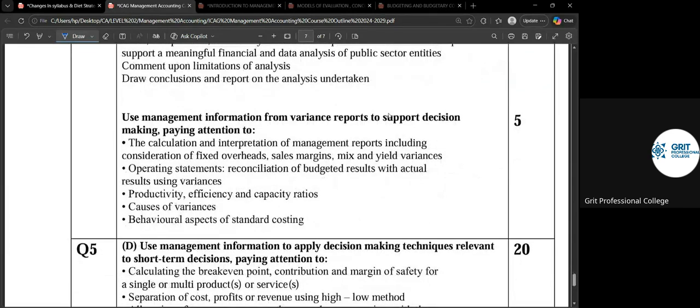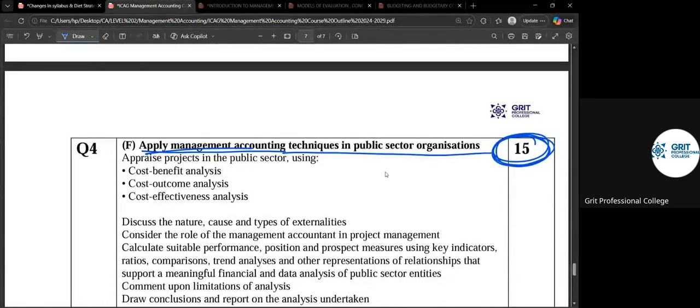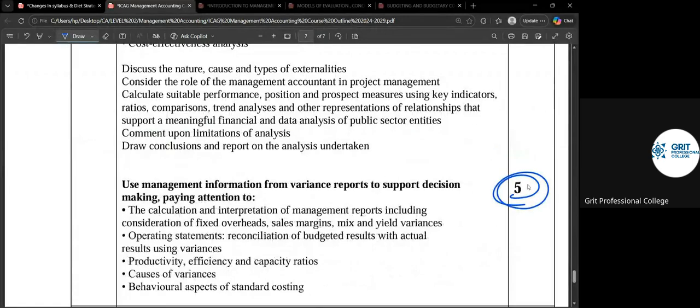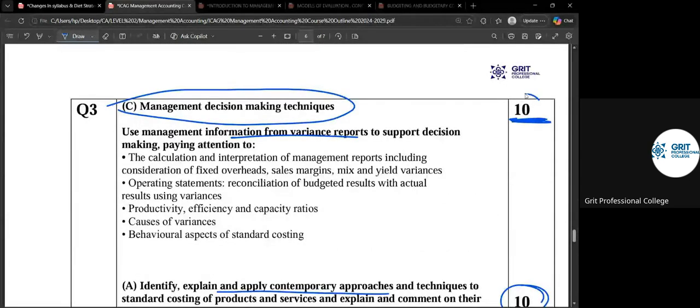This variance analysis and standard costing area. So again, check your question 4 from last night's paper. You will see that the 5-mark question that was asked related to what? Standard costing. So at the end of the day, you have 20 marks for question 4. But when it comes to variance analysis, you have 5 marks under question 4. And then you have 10 marks under question 3. So again, variance analysis and standard costing, how many marks? 15 marks in total.